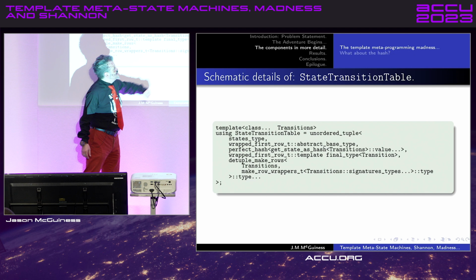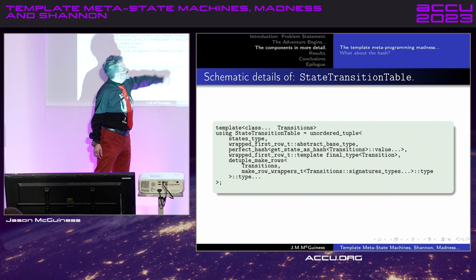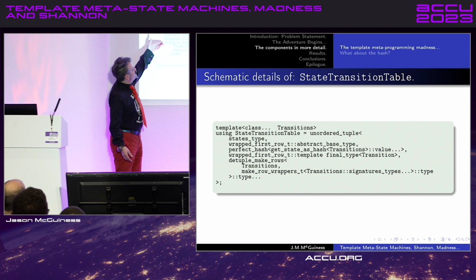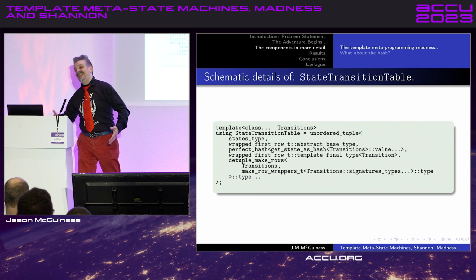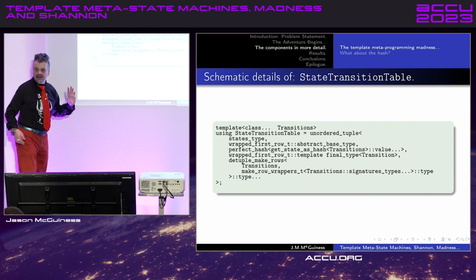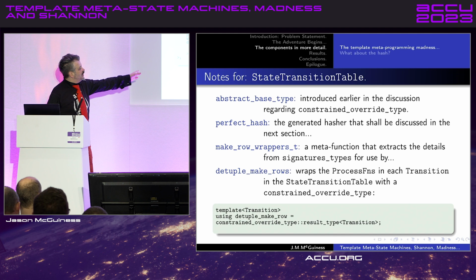And then we want to wrap a row. And there we have our final type from the constrained override type and the finalizer and so on. And then we want to make the rest of the rows. Yes, this is the meta function dtuple make rows. And there's a make row wrapper. The make row wrapper does all the constrained override type work for a transition, for the signature type, and so on. I've elided using typename there because that's boring noise.